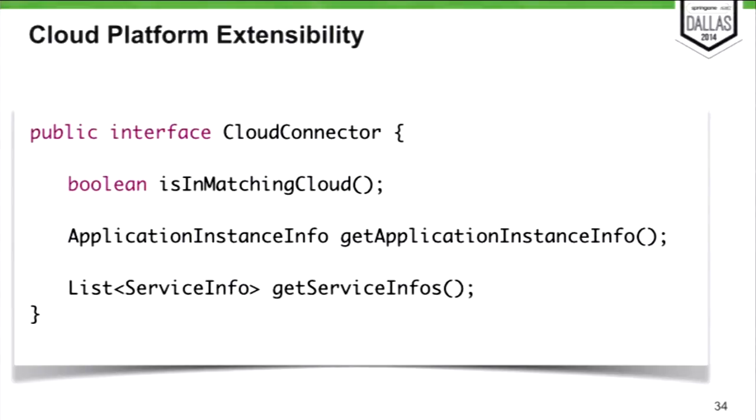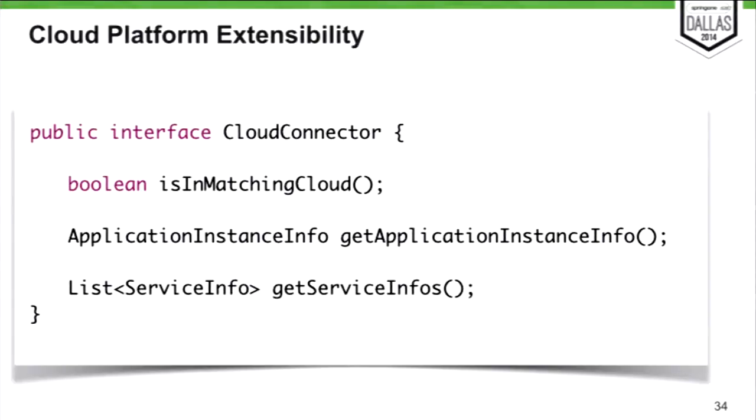So what the Spring Cloud core code is doing at startup is it's looking at all the cloud connectors that have been included in the project, calling this isInMatchingCloud on each one, and the first one that says, yeah, you're running on the cloud that this class is meant to support, then it goes on and calls these other methods. So getApplicationInstanceInfo just returns the raw information about an application. So it might be the name and what other information does it pull out? Yeah, the host and other information like that.